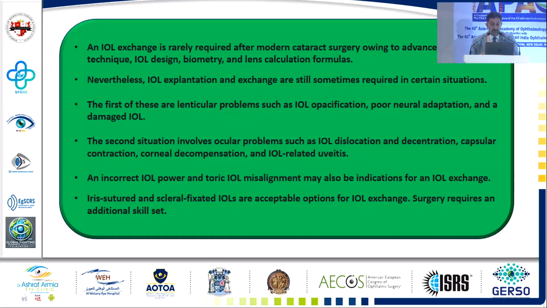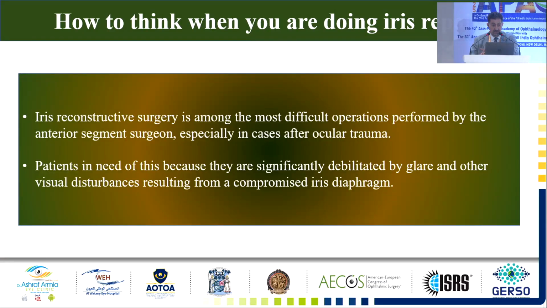The first of these are lenticular problems, such as IOL opacification, poor neural adaptation in premium cataract surgery nowadays, and damaged IOL. The second situation involves ocular problems, such as IOL dislocation, decentration, capsular contraction, and corneal decompensation, or incorrect IOL power, which rarely happens nowadays. Without IOL suturing and restoring the pupil size, it's difficult to make the patient happy.